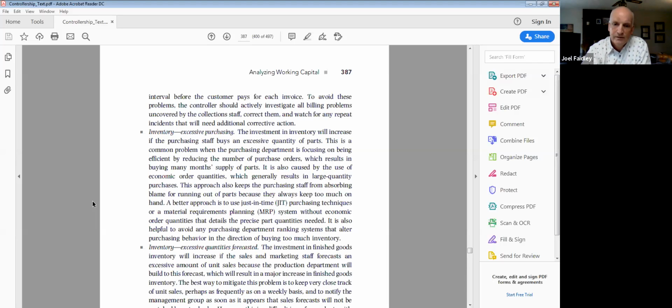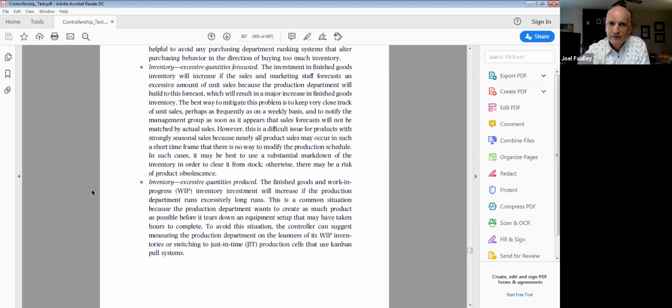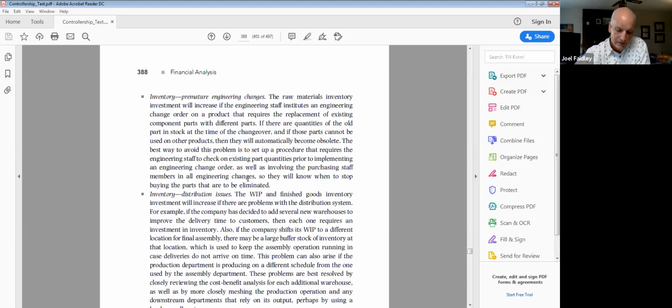Says excessive quantities forecast. I mean, nobody wants to stock out, right? You don't want to run out. There it is, excessive quantities produced. So all this is important, and that's why you have to have professionals in your organization that know each of their respective functions. But you as controller should have a good conceptual view of everything and how it's integrated and works together.